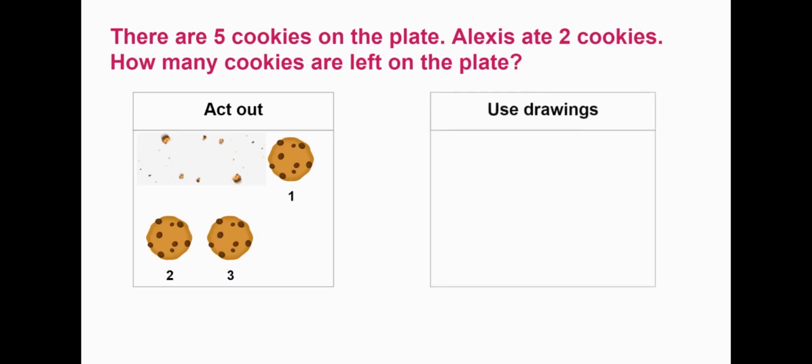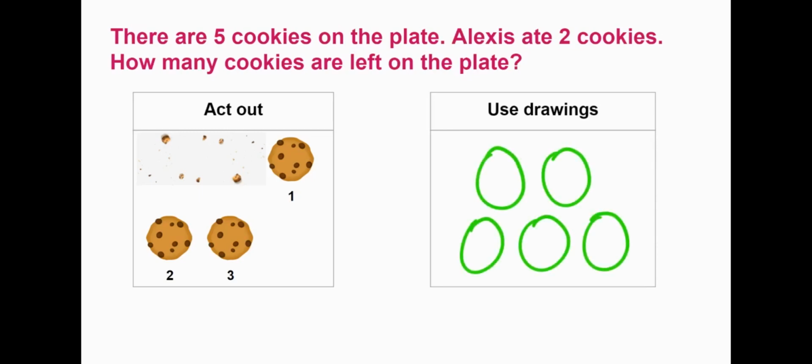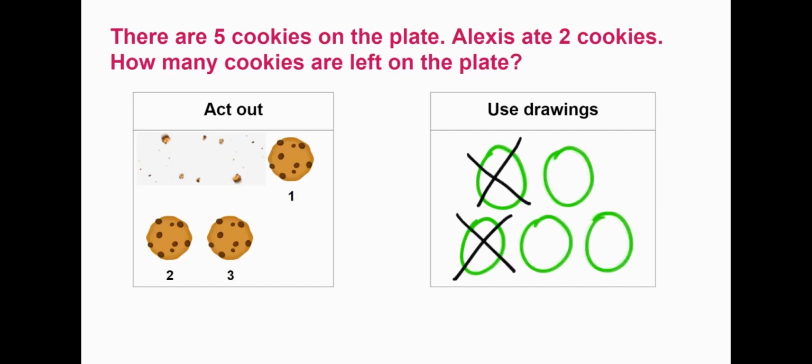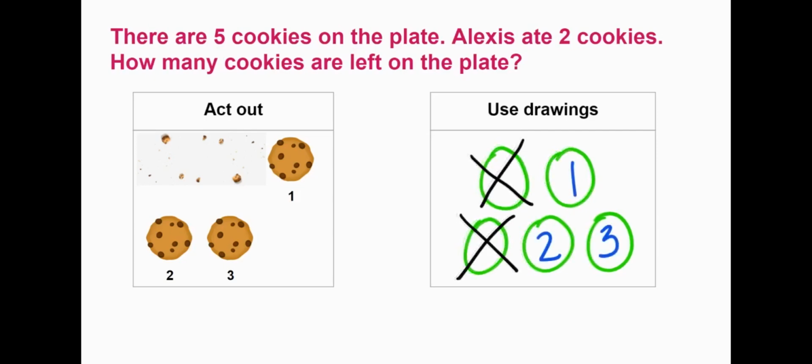A student may also use drawings. A student might say, I drew 5 circles for the 5 cookies. I put an X on 2 cookies because Alexis ate 2 cookies. I counted the cookies that Alexis did not eat. There are 3 cookies left.